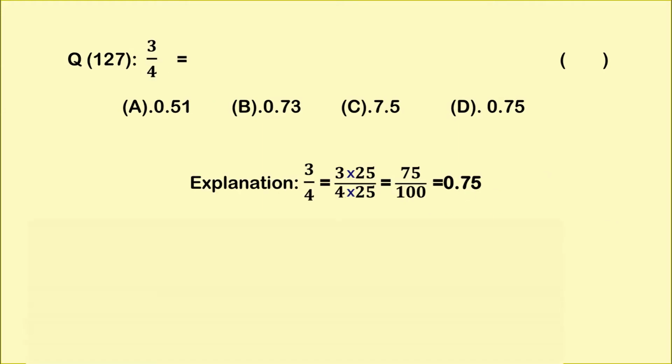Question number 127, the value of 3 by 4. If 3 by 4 is multiplied by 25 by 25, we will get 75 by 100. 75 by 100 is nothing but 0.75. So the right answer is D.